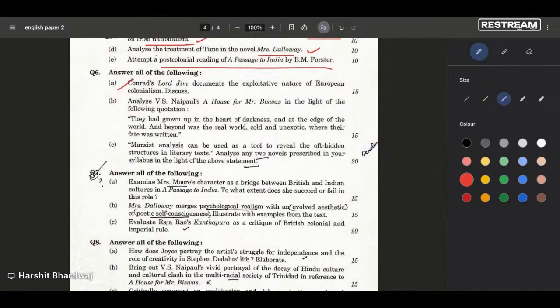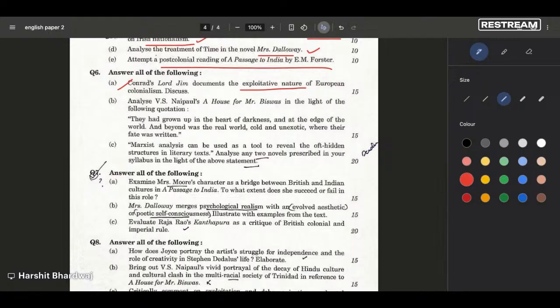Conrad's Heart of Darkness documents the exploitative nature of European colonialism. The keyword here is exploitative. This is a pretty factual, objective kind of question. So you bring in all these examples where you see the exploitative nature of colonialism, and he just documented it.